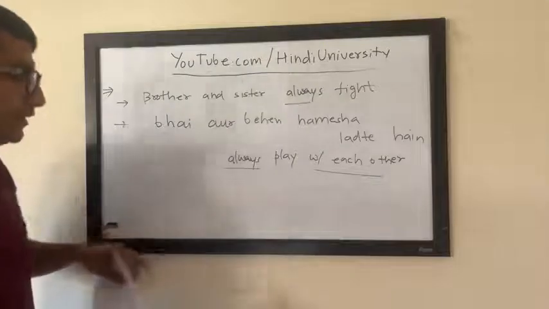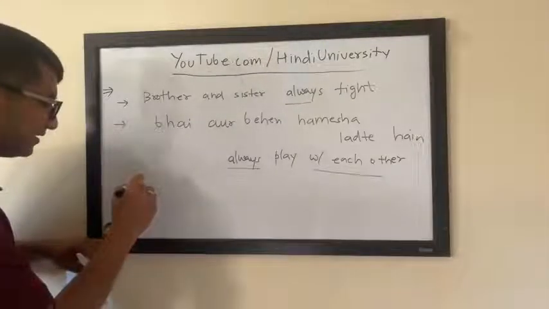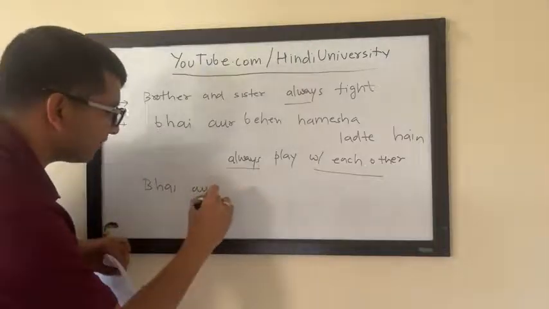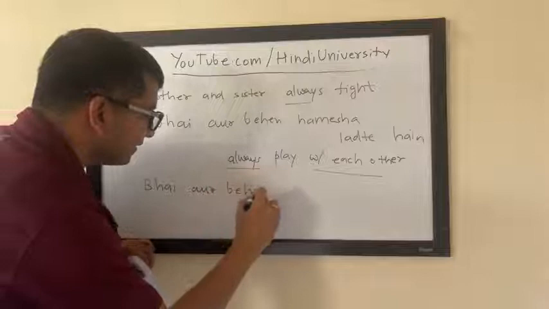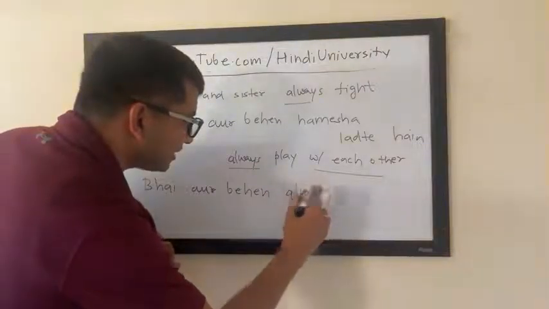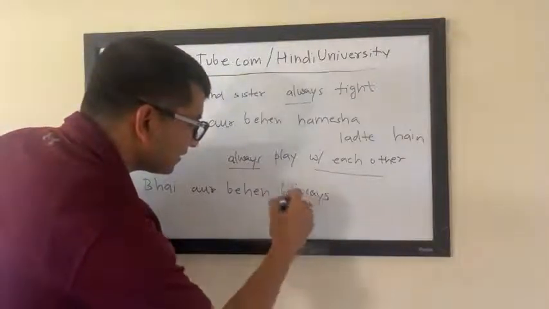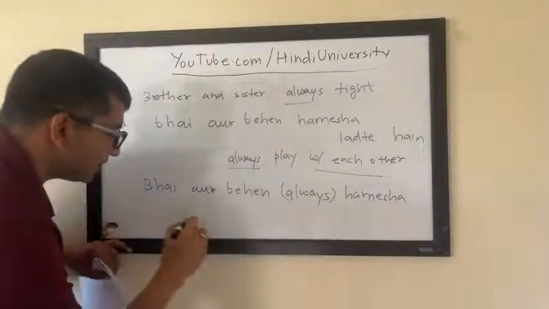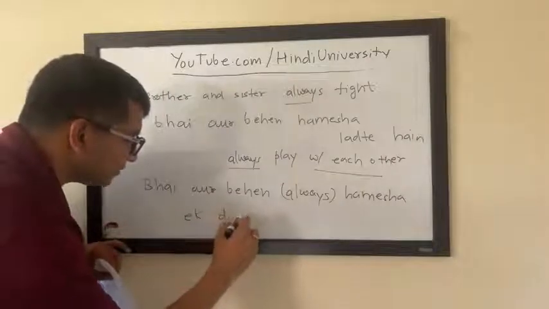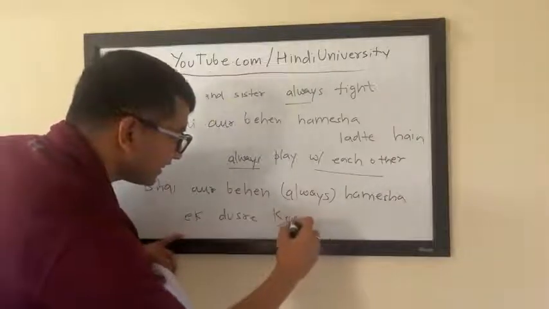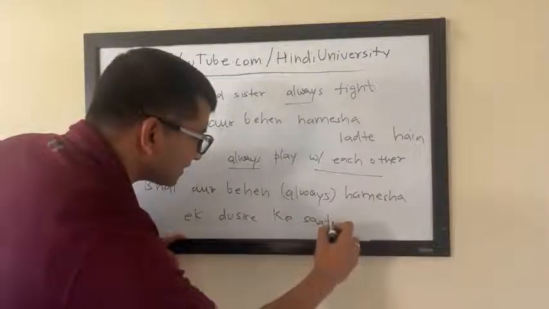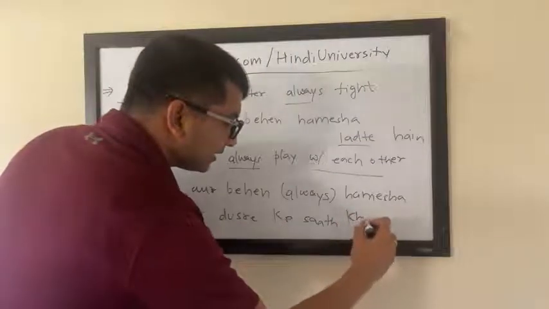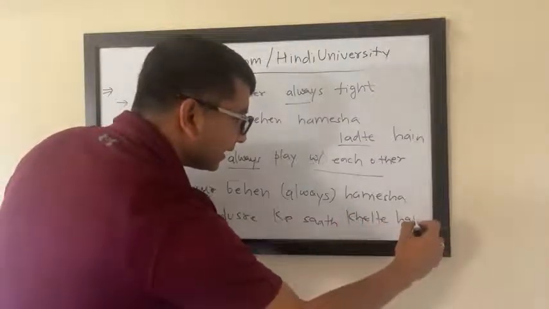एक दूसरे के साथ. Very good, right? So भाई और बहन हमेशा एक दूसरे के साथ खेलते हैं. Awesome, right? I think most of you got it. हमेशा is always. एक दूसरे के साथ. So just try to memorize this part, एक दूसरे के साथ. And then the verb is conjugating, as you guys rightly pointed out, एक दूसरे के साथ खेलते हैं.